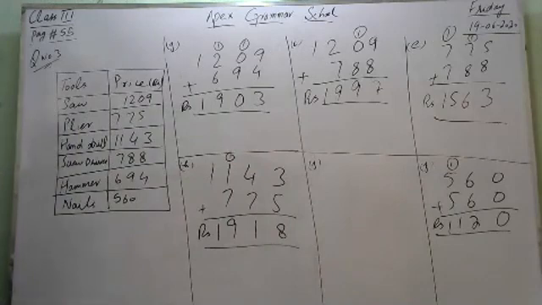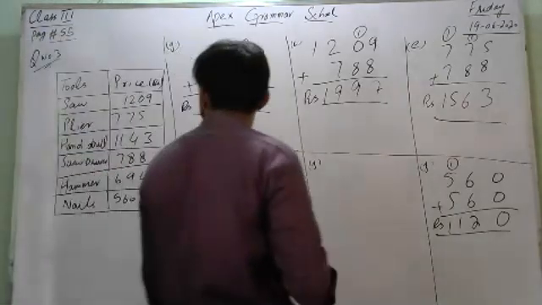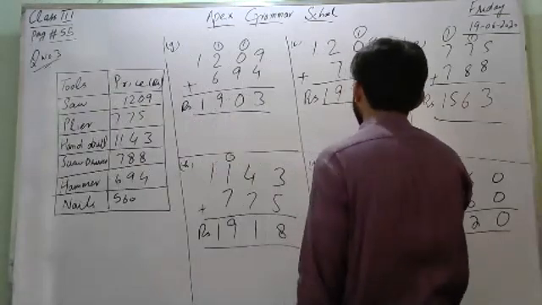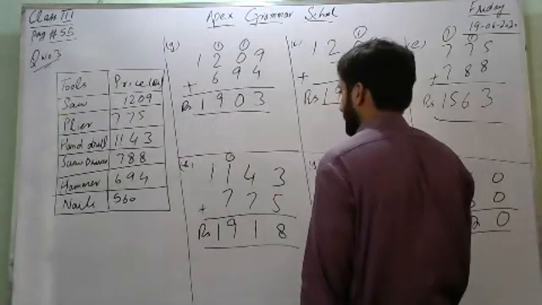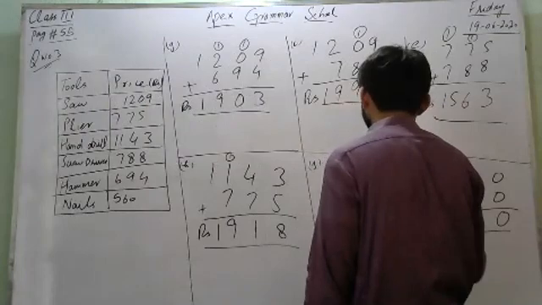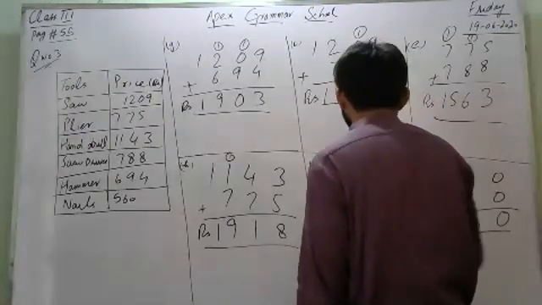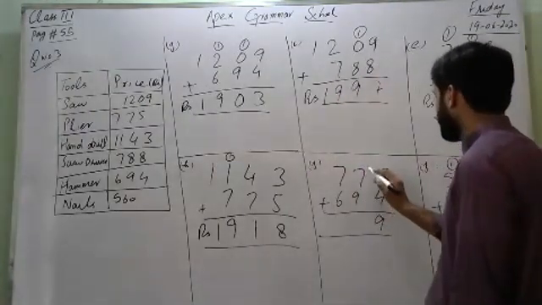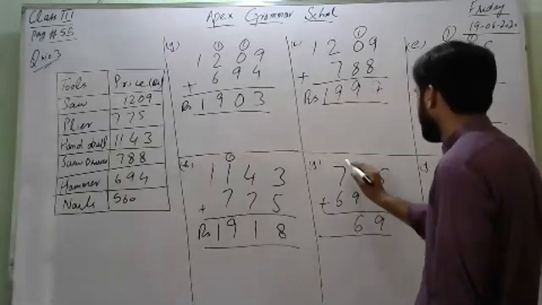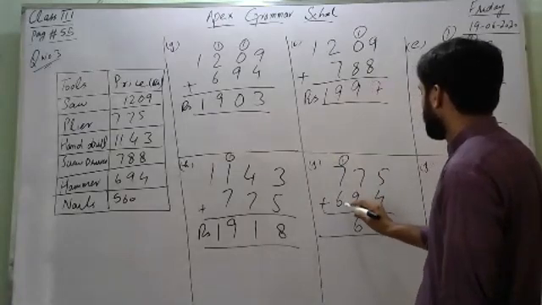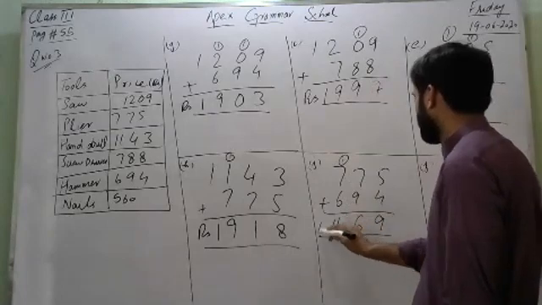J part. The last part of question number 3 on page number 55 is total price of plier and hammer. Price of plier is 775 and price of hammer is 694. 5 plus 4, 9. 7 plus 9, 16. 1 carry. 7 plus 7, 14.